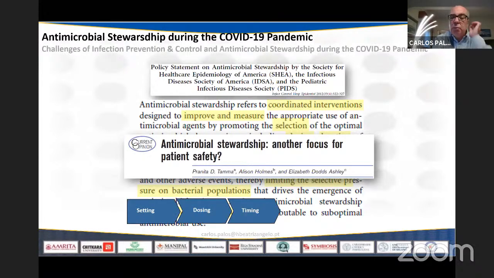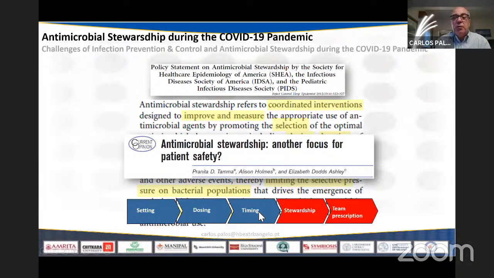And in fact, what we are talking about is to transform what is an individual prescription that is dependent on the infection and the setting. So I select an antibiotic according to the setting. I decide some dosing and timing, but I transform it into a team prescription, because there is a stewardship team that is going to see the antibiotics individually and is going to suggest corrections or correct them themselves.